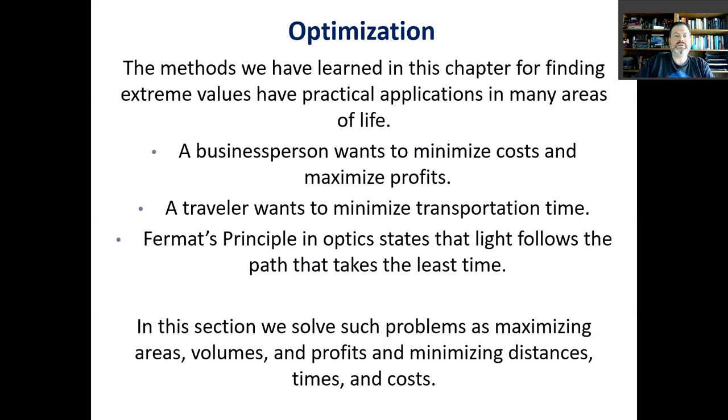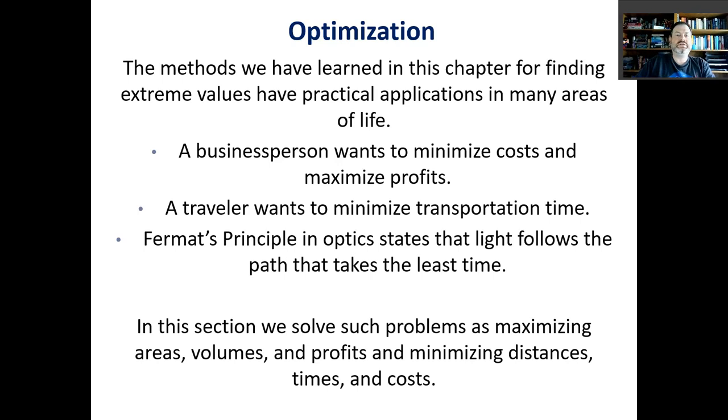So we might want to look at a business person minimizing costs and maximizing profits, and maybe there's a constraint. So the price of the item, like the sales might change based on the price of the item, so you have to take into consideration how sales change. A traveler wants to minimize transportation time. Maybe there's some other constraints there, like the cost of gasoline or something like that.